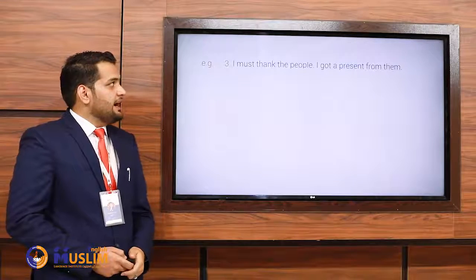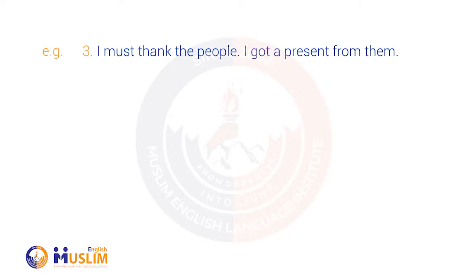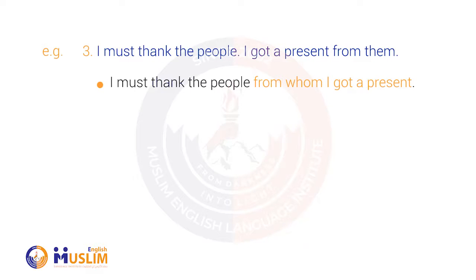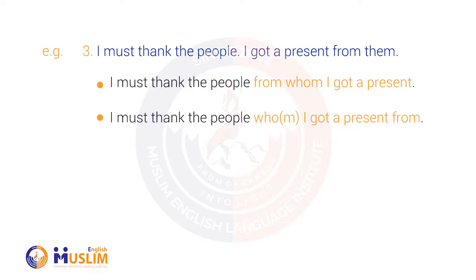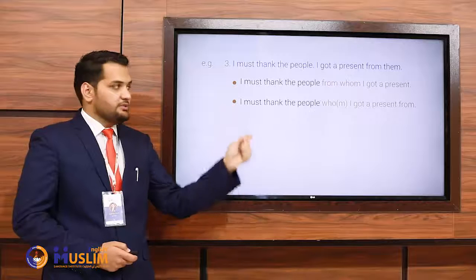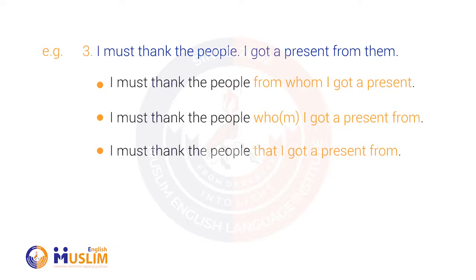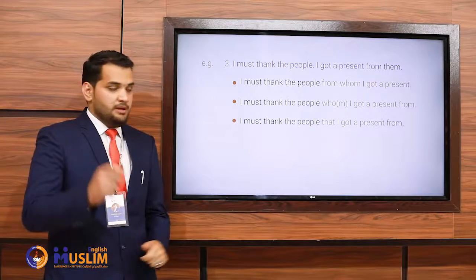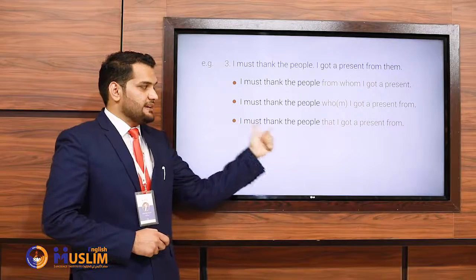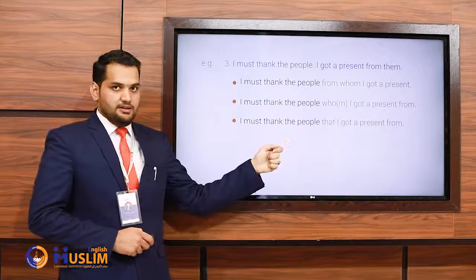Number three, I must thank the people. I got a present from them. I must thank the people from whom I got a present. Or, I must thank the people who or whom I got a present from. You can use the preposition at the end of the adjective clause. I must thank the people that I got the present from. Remember, you cannot say, I must thank the people from that I got the present. That's wrong.